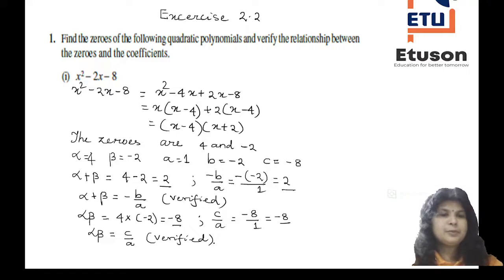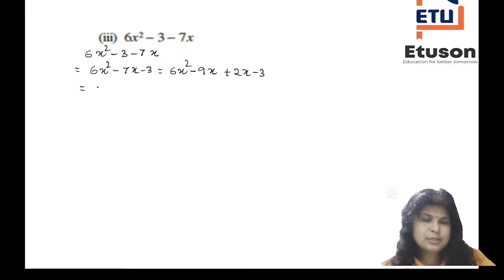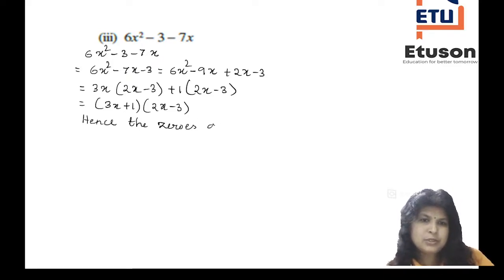Okay? So shall we go to the next problem then? That is 6x square minus 3 minus 7x. So, 6x square minus 3 minus 7x. Let us rearrange that: 6x square minus 7x minus 3. So I can write it as 6x square minus 9x plus 2x minus 3. Right? So that is equal to, take 3x common, you will get 2x minus 3, plus 1 common, you will get 2x minus 3. So your answer is 3x plus 1 into 2x minus 3. Hence the zeros are, how to find out? Hope you know how to find out the zeros. So the zeros are minus 1 by 3 and 3 by 2.